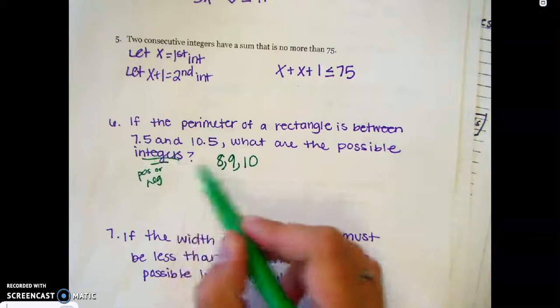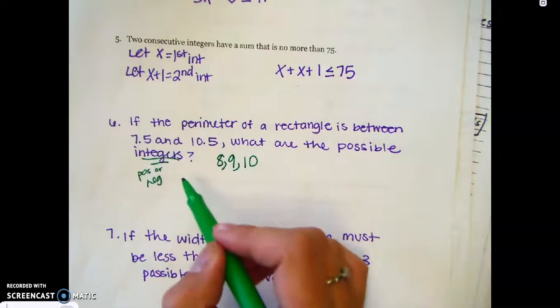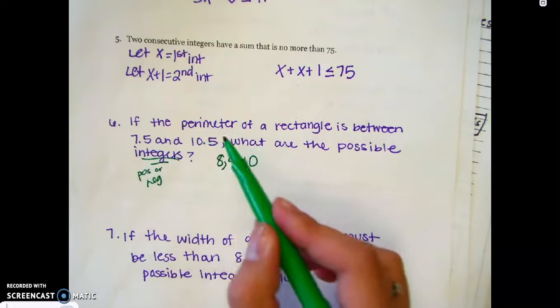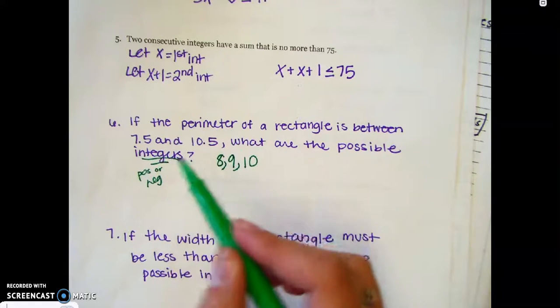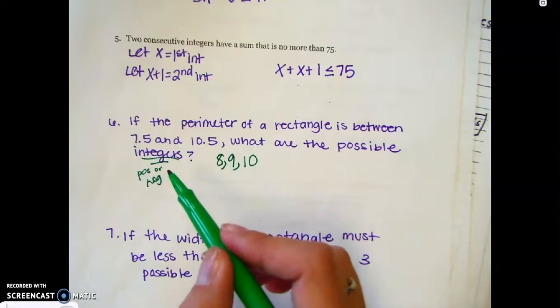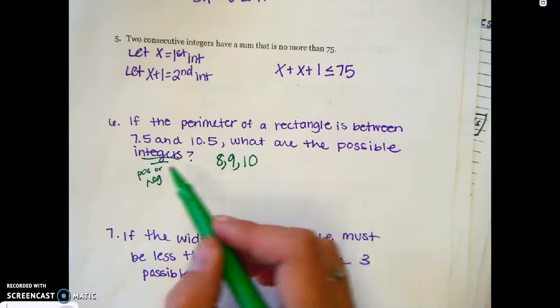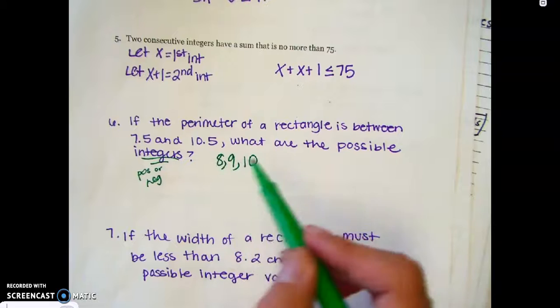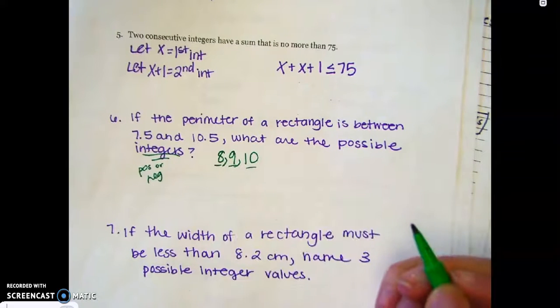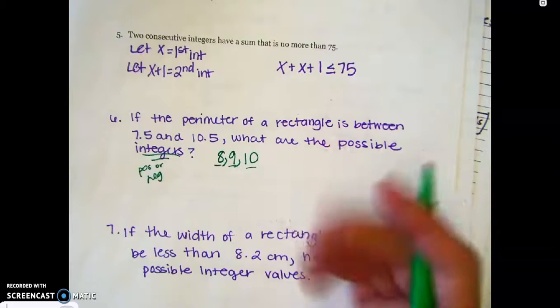If you get something like this, you have to think about your answer and what the possible answers could be. If it were rational numbers, you could have anything in between 7.5 and 10.5: every single number, fractions, decimals, everything in between. But since integers are only positive and negative whole numbers, there'd be a limited amount of numbers you can have.